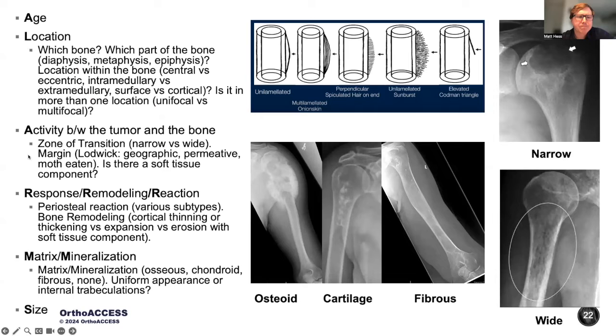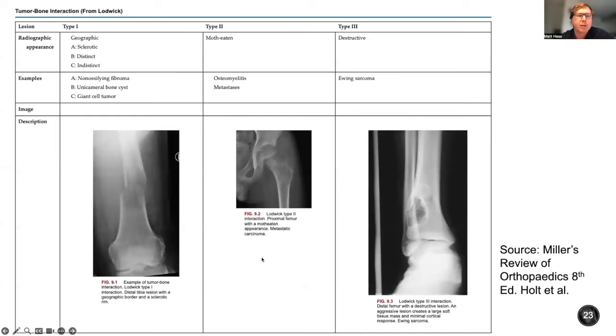And what's the margin? So Lodwick had a classification system based on the margin where you have geographic, permeative, and moth-eaten. So for example, geographic, there's three subtypes within that, but essentially geographic just means you can trace your finger around the lesion, and that's a geographic margin. Whereas with moth-eaten and permeative, you can't really trace your finger around the lesion anymore. The lesion is much more blurred and smudged.